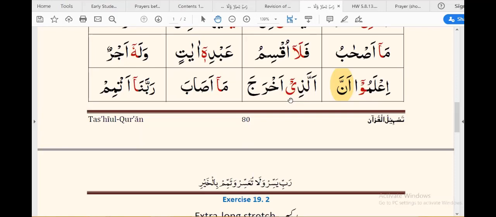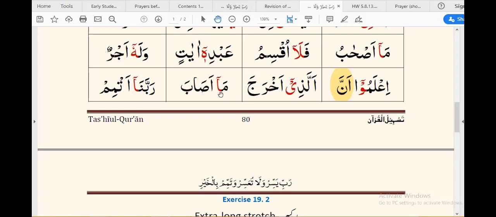Dhi. Yeah, because of the dhal with a kasra followed by a ya madda, but it also has a madd saghir on it. So that's why stretching out for 3 to 5 seconds. Then akh, raja. Well done. Allazi akhraja. Well done. Excellent.